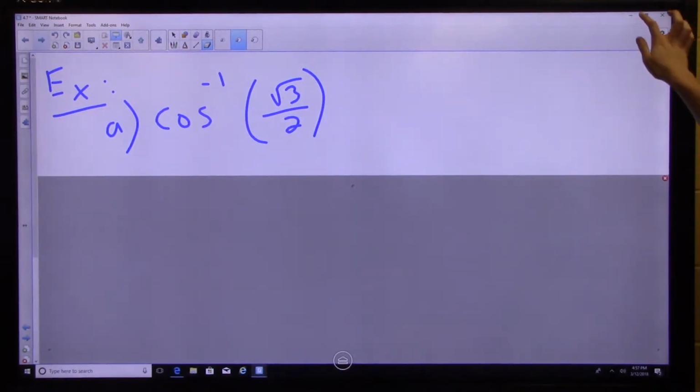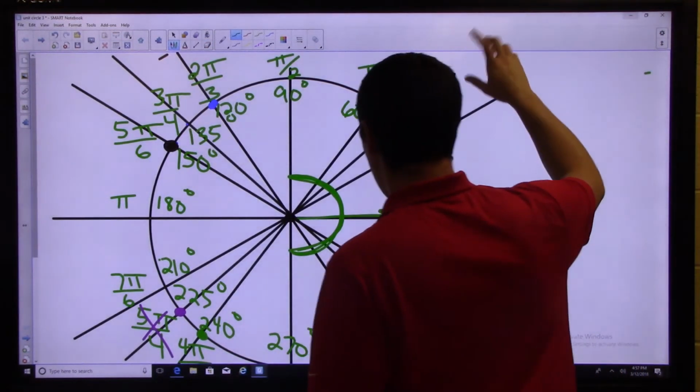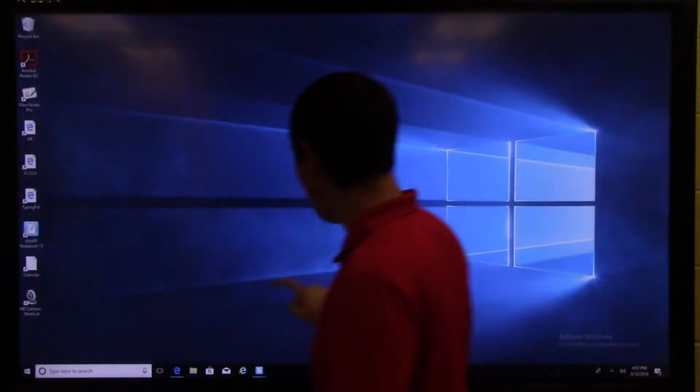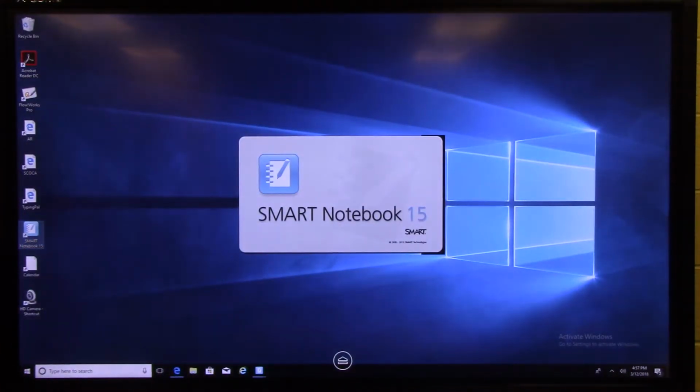So here we go. Let me bring up another unit circle. I marked on this one. Let me exit out of this and bring up a new one.